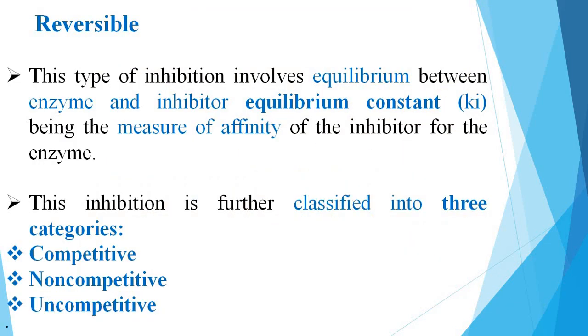Now, the reversible inhibitors. This type of inhibition involves the equilibrium between the enzyme and the inhibitor, the equilibrium constant, that is Ki, being the measure of the affinity of the inhibitor for the enzyme. The inhibitors bind non-covalently with the enzyme, and the inhibition can be reversed if the inhibitor is removed. And this reversible inhibition is of three types. The first is the competitive, the second is the non-competitive, and the third is the uncompetitive type of reversible inhibition.